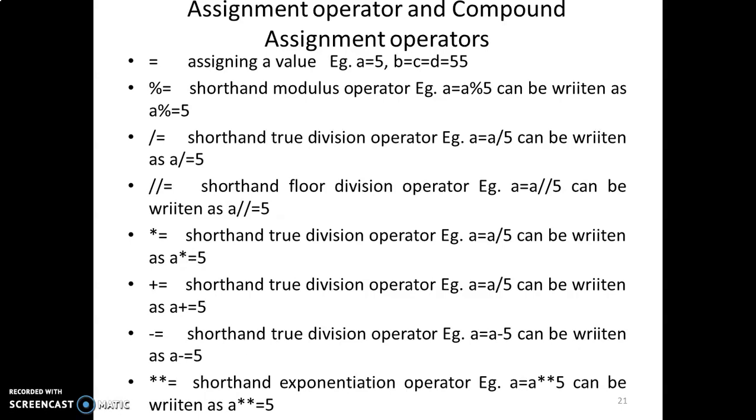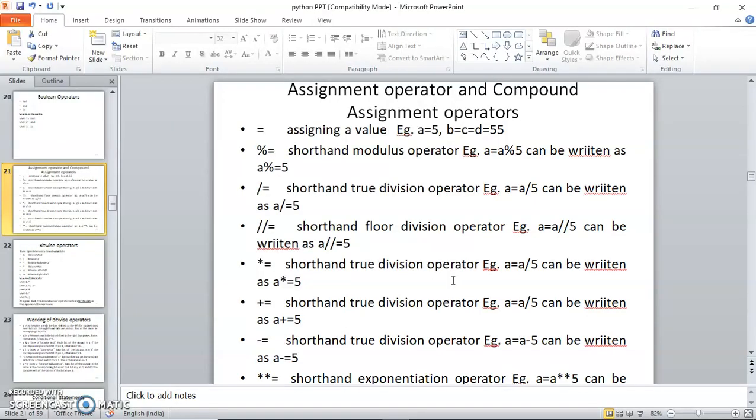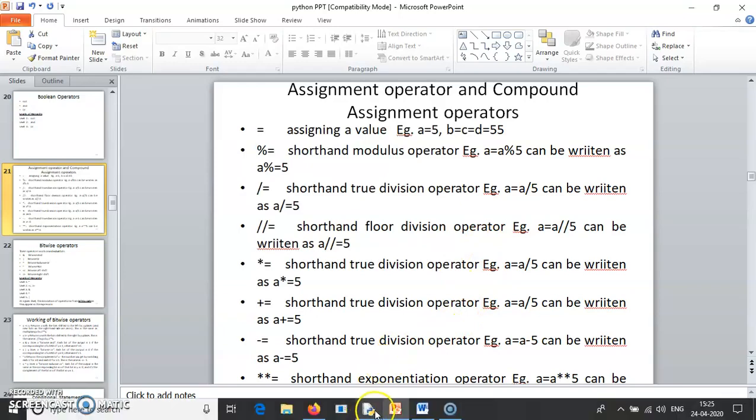For example, if you need to write that a is equal to a percentage 5, this means that the modulus of a and 5 is calculated and is reassigned to a. It could be written in a shorter way as a percentage equal to 5, which would mean the same, that is a equal to a percentage 5. Same is there with the rest of the shorthand assignment operators. And all of these operators are at the same level of hierarchy, and so there is no association as such among them.